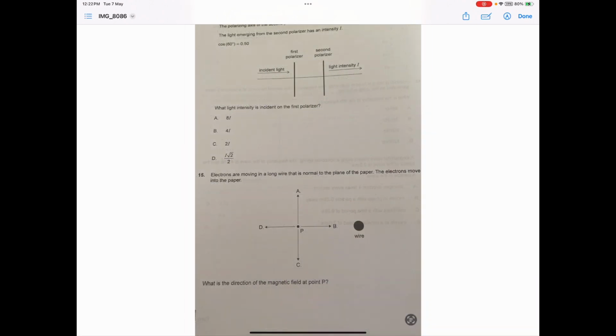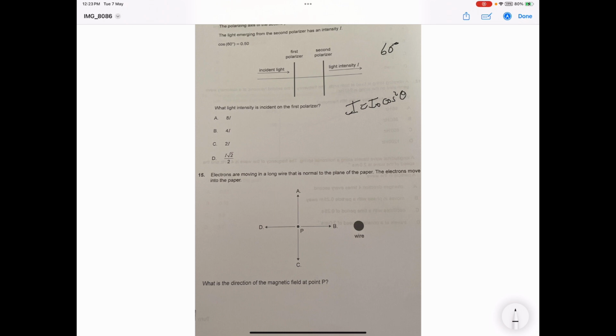Number 14, unpolarized light is incident on a pair of polarizers. The polarizing axis of the second polarizer is 60 degrees to the axis of the first polarizer. The light emerging from the second polarizer has an intensity I. Cosine of 60 degrees is equal to 0.5. So what's the light intensity on the first polarizer? So we know that I is equal to I naught cos squared theta. We're given cosine theta is equal to half.